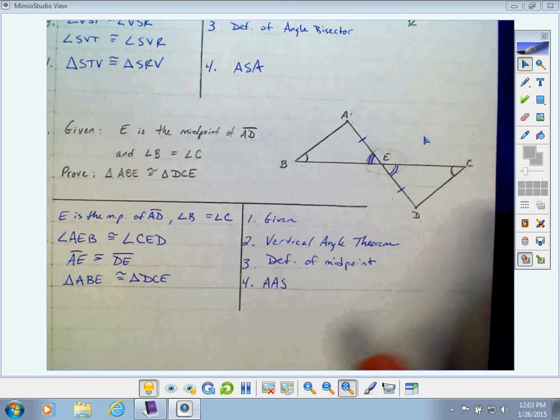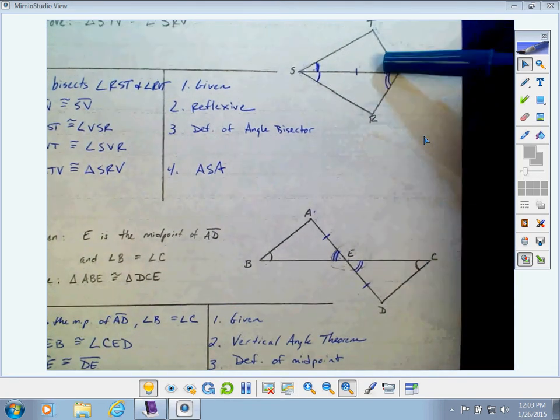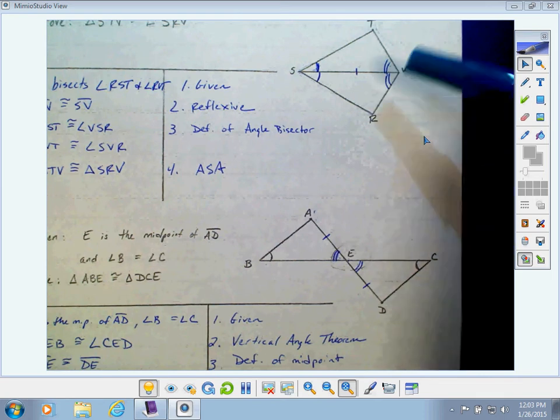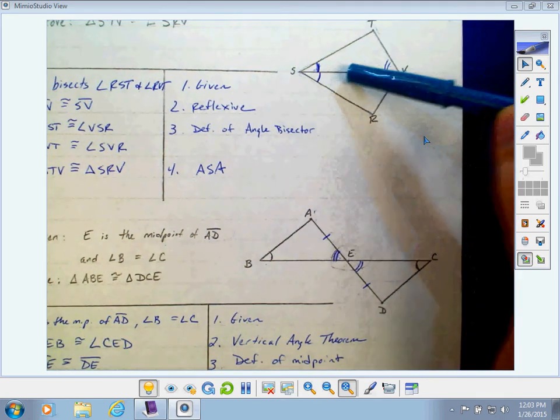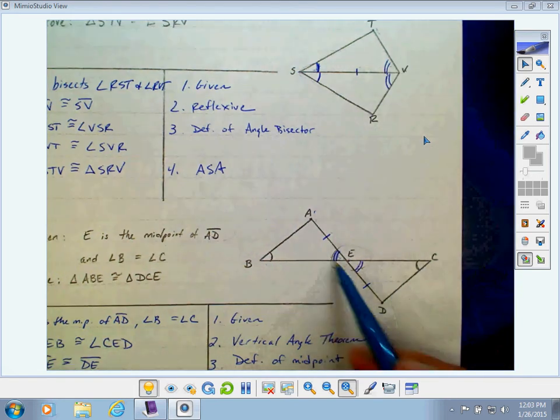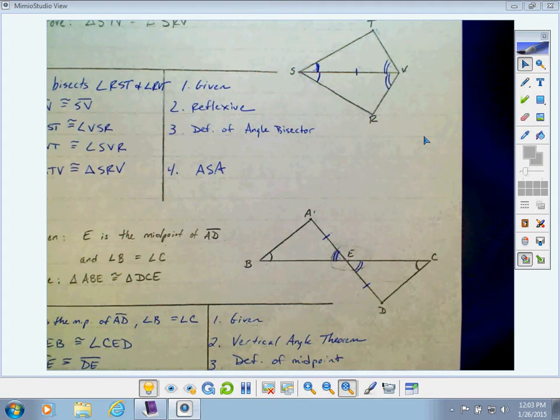So the important part of this front page is that it shows both examples of the things you can get from the picture only. In the case of the first one, we got the reflexive side just by looking at it, and in the case of the second one, the vertical angles. So you always want to be looking for those things in your proofs, kind of as a first step most of the time.